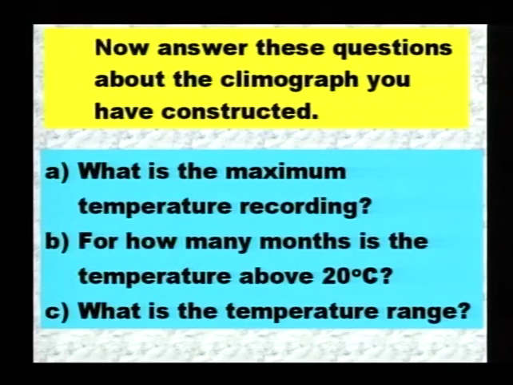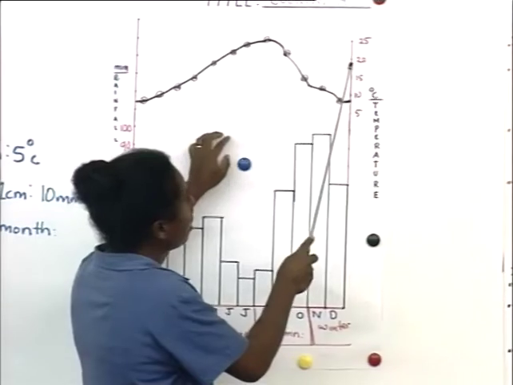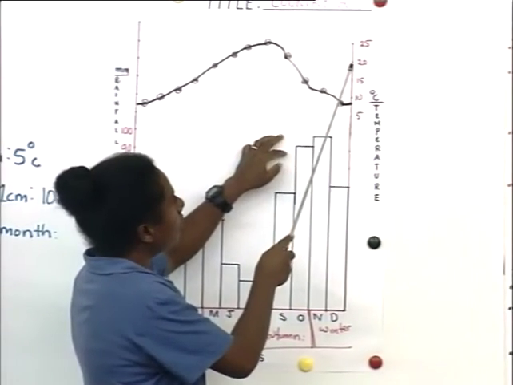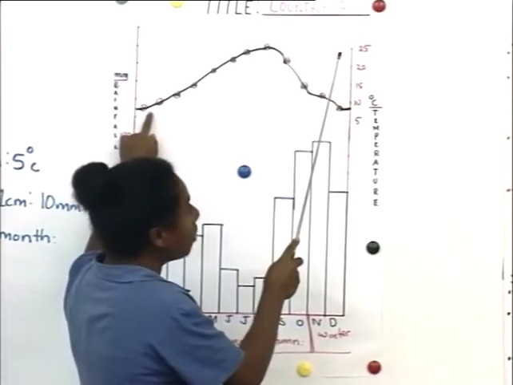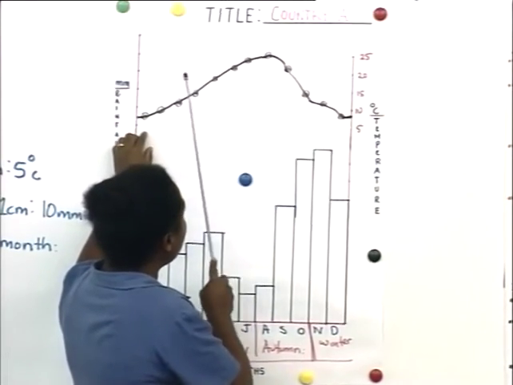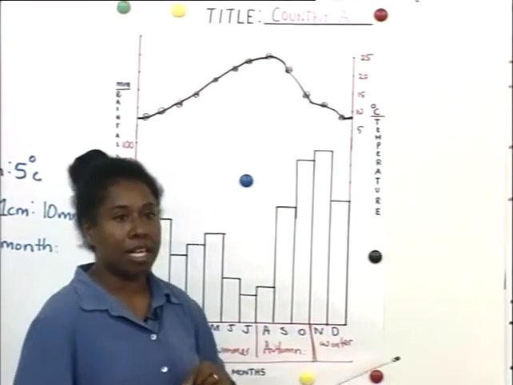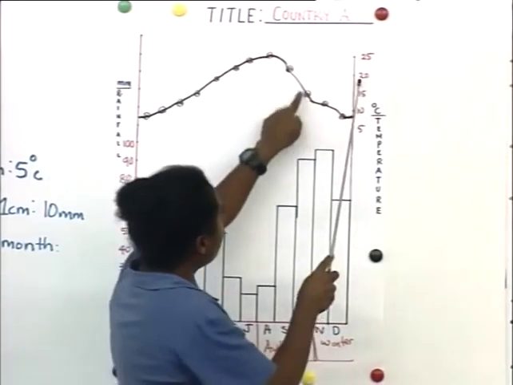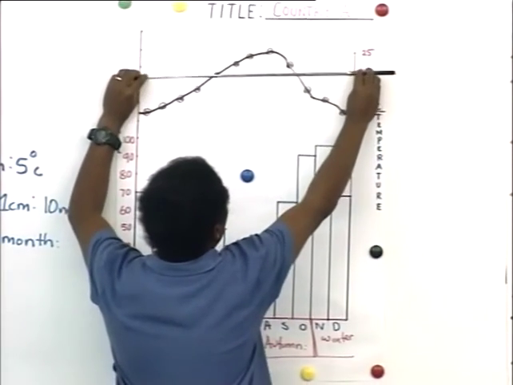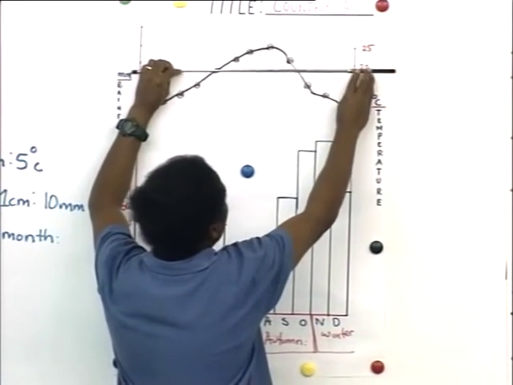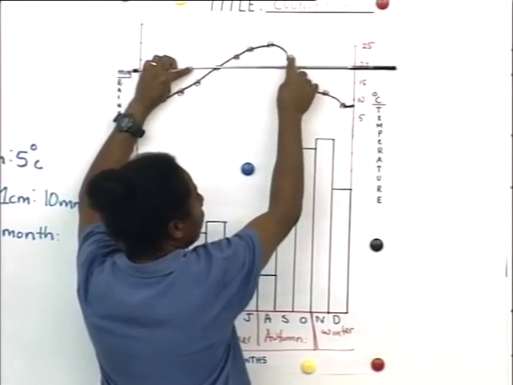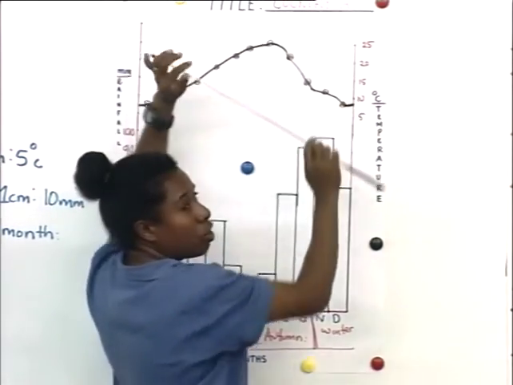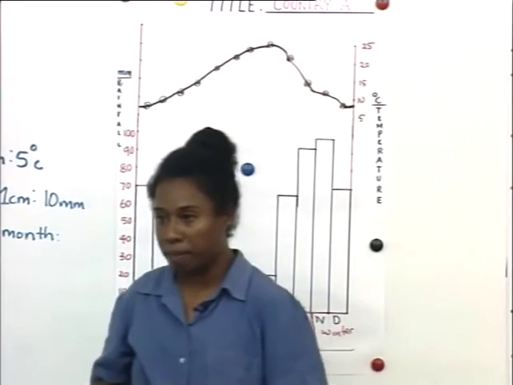Let's look at B. How many months is the temperature above 20 degrees Celsius? To find our answer, we can rule an imaginary line right across, and any months that are above it will be months that have temperatures over 20 degrees Celsius. Let's check. If we had a line placed across 20, then it would have to be 4 months of the year. 1, 2, 3, and 4. Okay? So 4 is the answer for question number 2, or B.